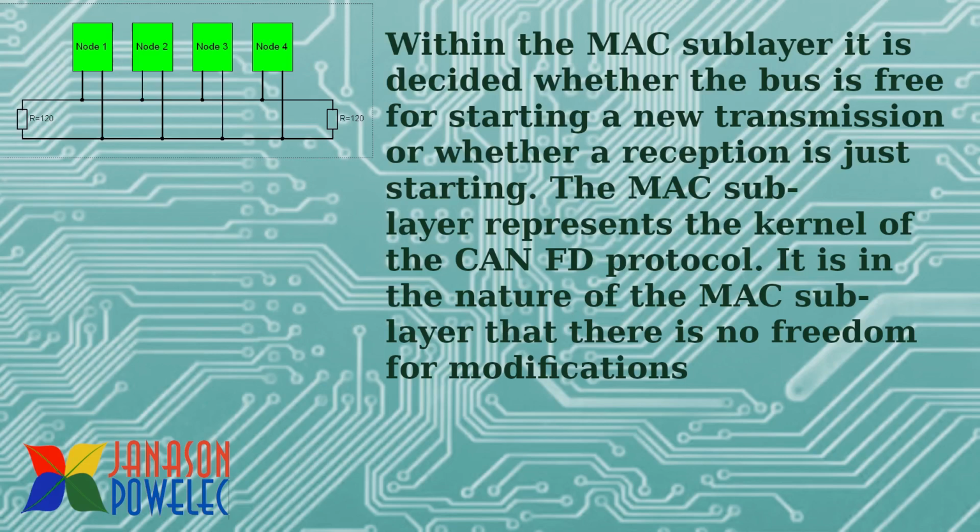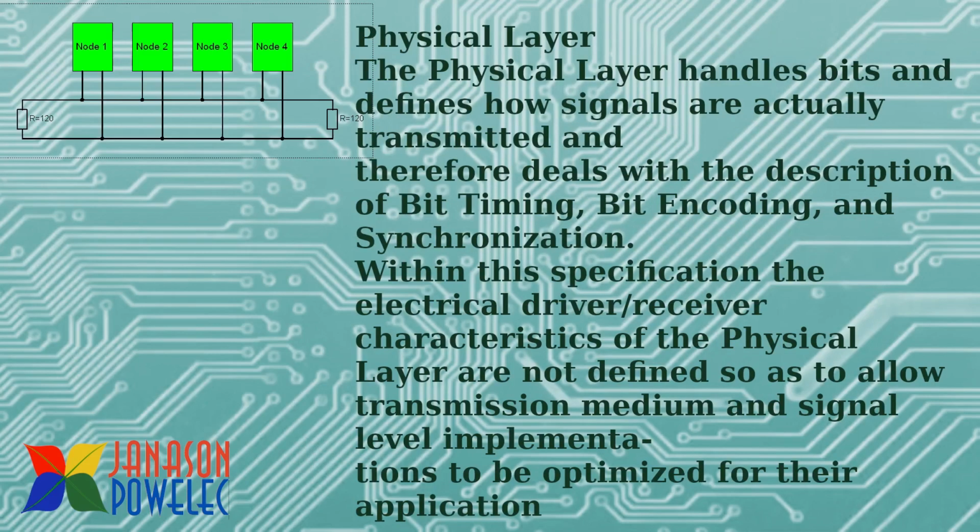The MAC sublayer represents the kernel of the CAN FD protocol. It is in the nature of the MAC sublayer that there is no freedom for modifications. The physical layer handles bits and defines how signals are actually transmitted, and therefore deals with the description of bit timing, bit encoding and bit synchronization. Within this specification, the electrical driver and receiver characteristics of the physical layer are not defined, so as to allow the transmission medium and signal level implementation to be optimized for the application.